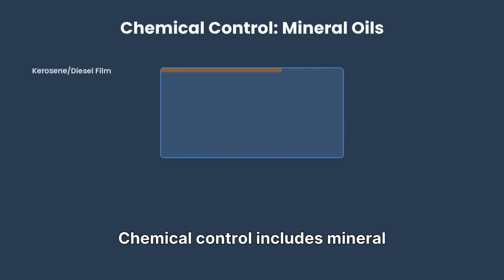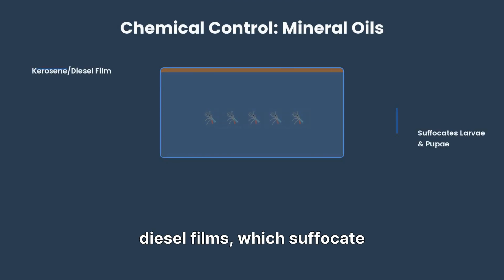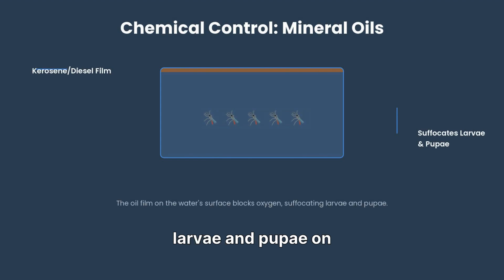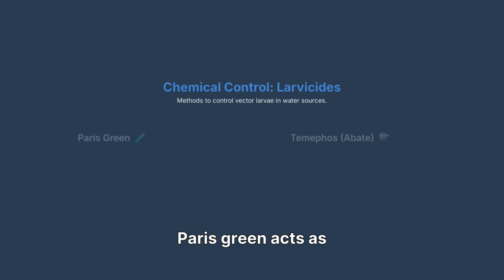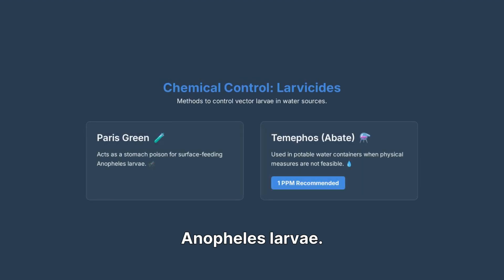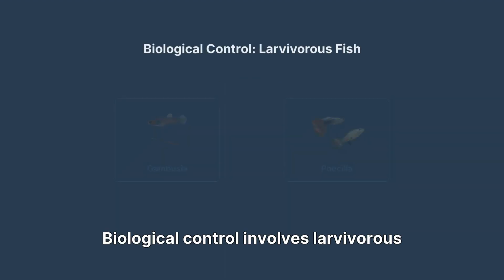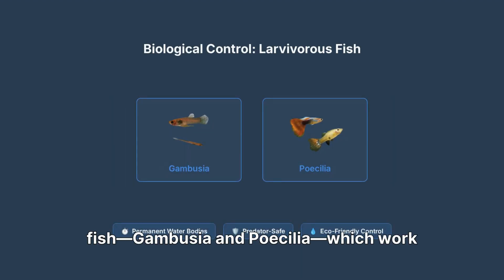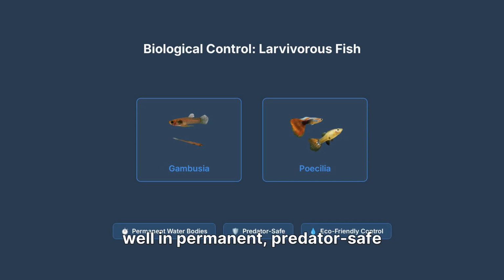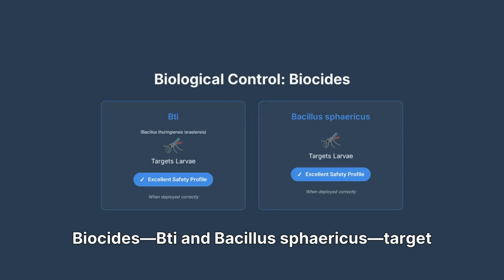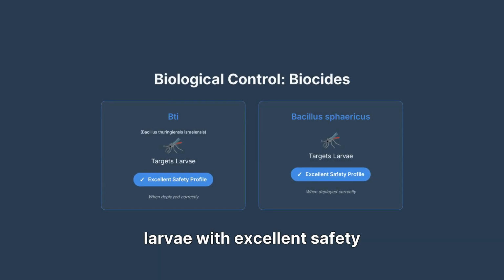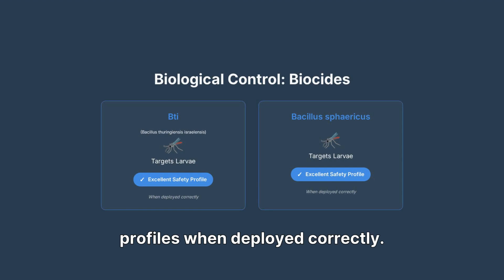Chemical control includes mineral oils like kerosene or diesel films, which suffocate larvae and pupae on water surfaces. Paris green acts as a stomach poison for Anopheles larvae. Temephos, or Abate, is recommended at 1 part per million for potable water containers when physical measures are not feasible. Biological control involves larvivorous fish, Gambusia and Poecilia, which work well in permanent, predator-safe water bodies. Biocides, BTI and Bacillus sphaericus, target larvae with excellent safety profiles when deployed correctly.